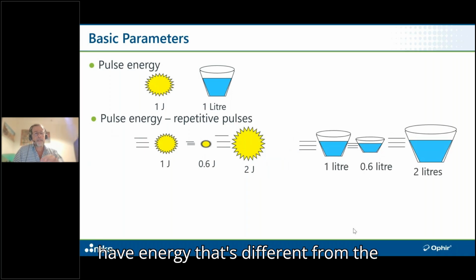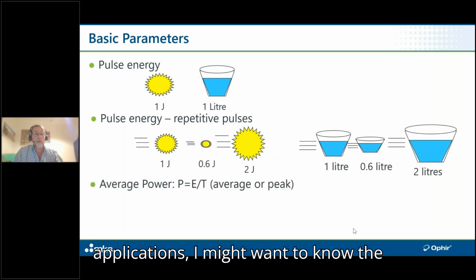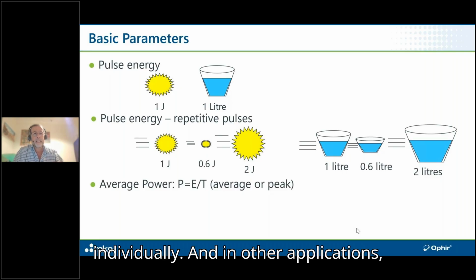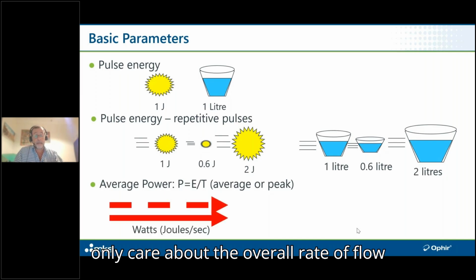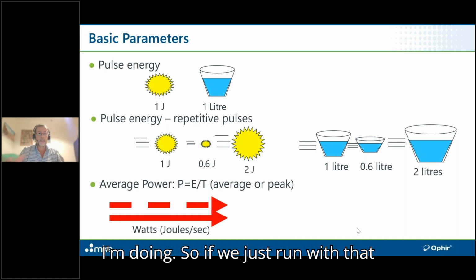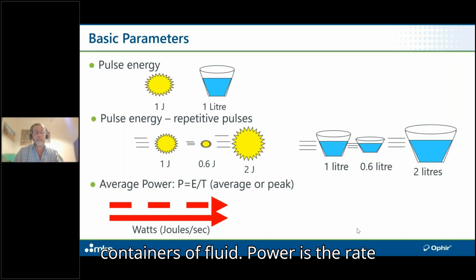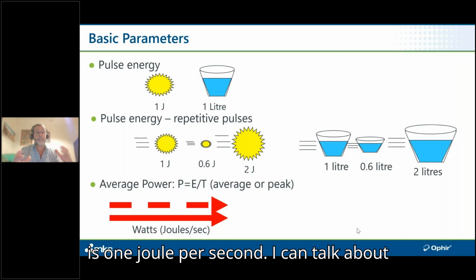So if we just run with that same imagery, we have that sequence of containers of fluid. Power is the rate of flow of energy. 1 watt of power is 1 joule per second. I can talk about the power in a repetitively pulsed beam. How many joules per second do I have whizzing by? I can also, of course, talk about the power of a continuous beam, a CW beam. With a continuous beam, we can only talk about power and not about energy because there is no fixed quantity. There's only flow.